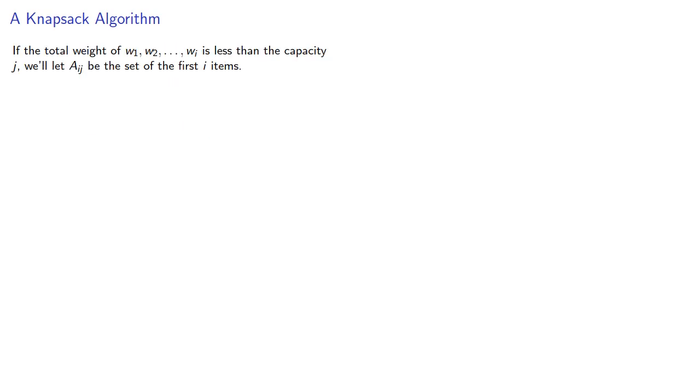Now, if the total weight of the first i items is less than the capacity j, we'll just let A(i,j) be that set of the first i items. This corresponds to the possibility that the knapsack can contain all available items.